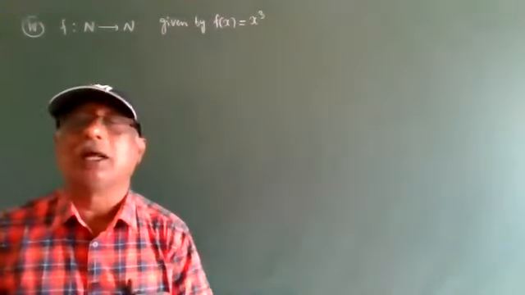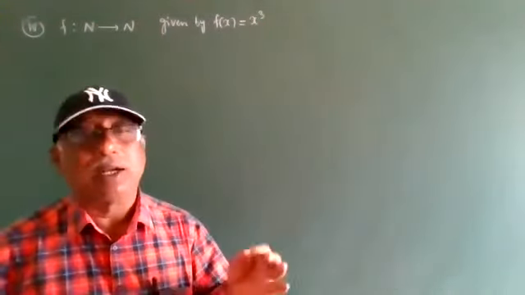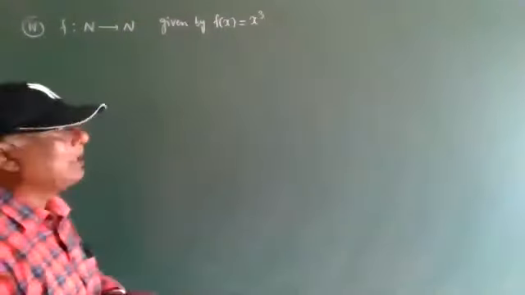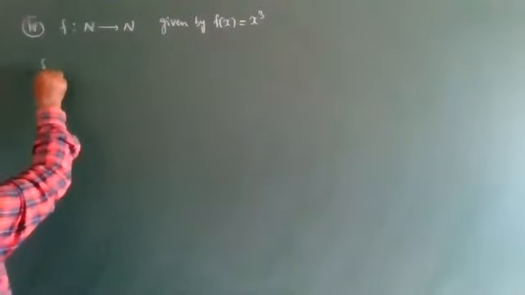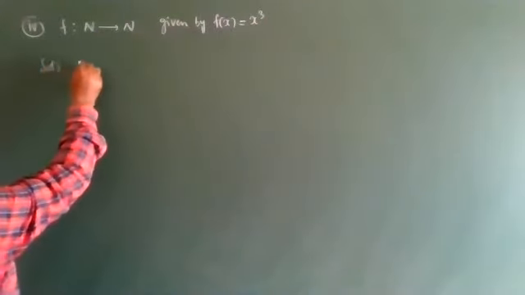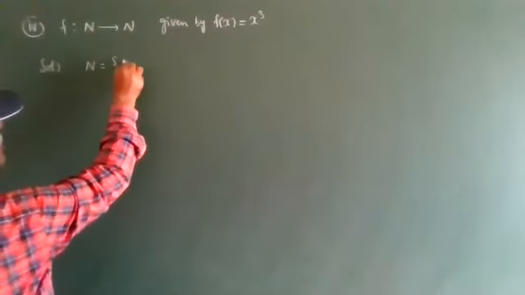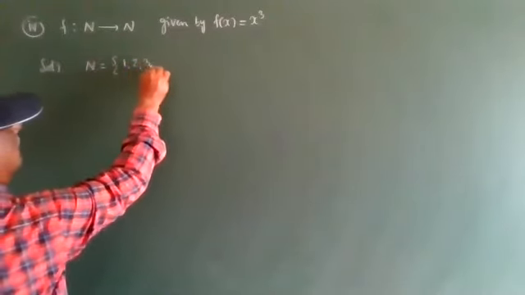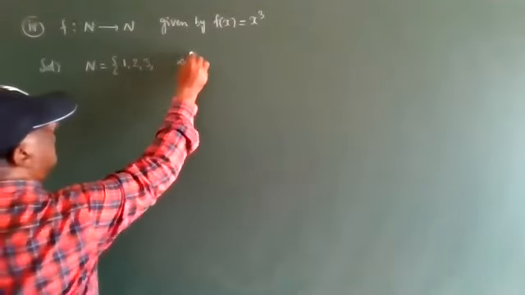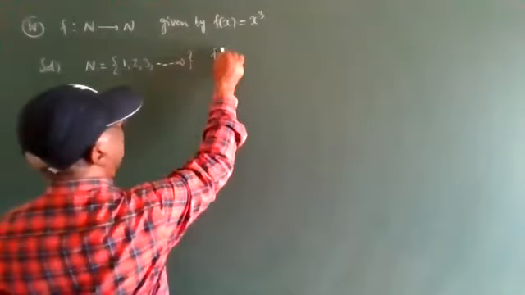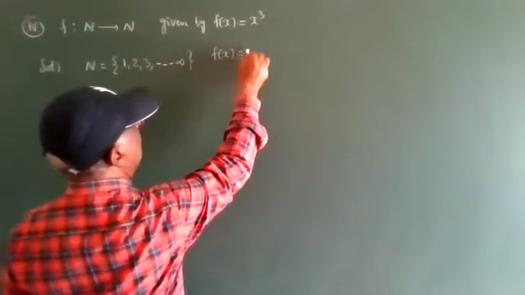Is it one-one or not one-one? Is it onto or not onto? We are going to check this problem, everyone observe. First I will write the solution. Natural number domain, also natural number. Natural numbers are only positive numbers 1, 2, 3 up to infinity. Next, I am going to write f of x is given by x cube.